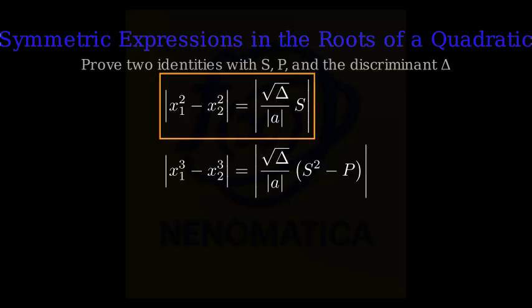First, the absolute value of x1 squared minus x2 squared equals the absolute value of square root of delta over the absolute value of a times s. Second, the absolute value of x1 cubed minus x2 cubed equals the absolute value of square root of delta over the absolute value of a times the quantity s squared minus p.